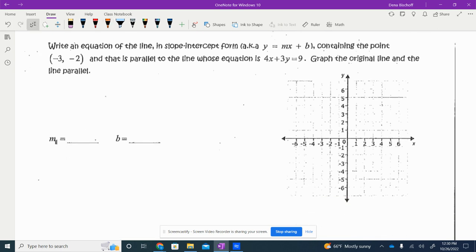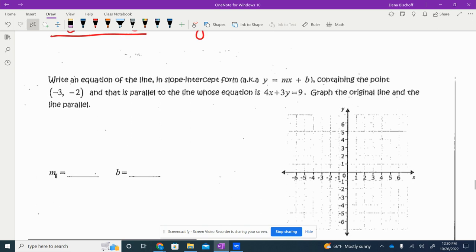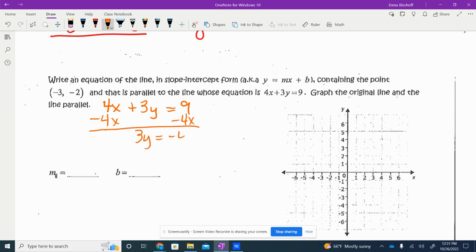So tell me why this one is different. I heard someone say it. It's in standard form, and I heard someone say that we need to solve for y. Yeah. So I have to get y all by itself. So I'm going to just do it. I'm going to subtract 4x. So I have 3y equals -4x plus 9.